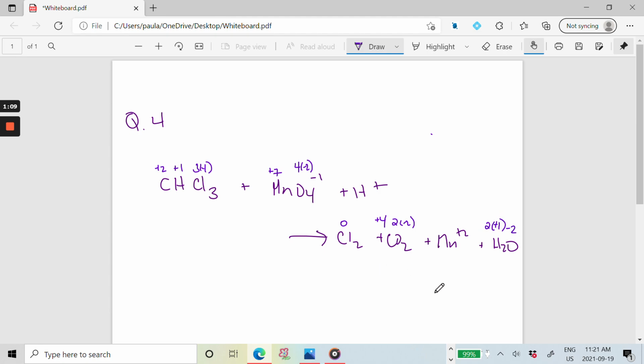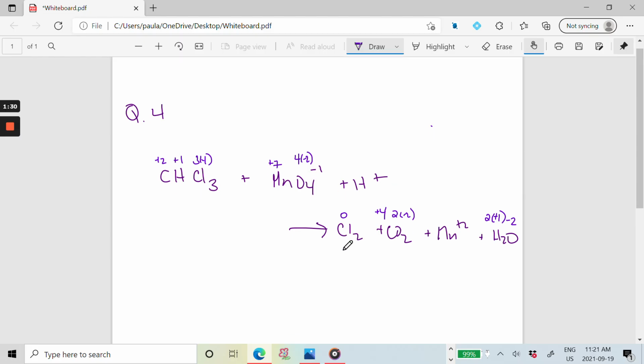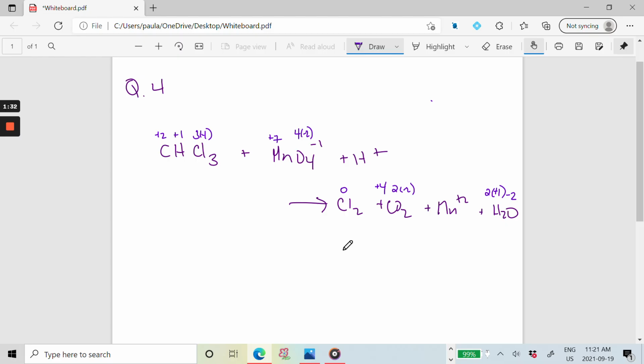Okay, so now we want to see who's experiencing a change in oxidation state. So we see that carbon is going from +2 to +4, and chlorine is going from -1 to 0. And we notice here that Mn is also changing, +7 to +2. So there's a few things changing here. Not a problem, not to worry.